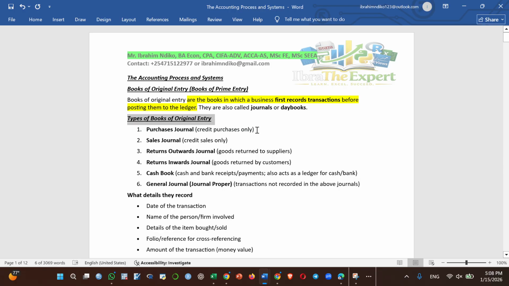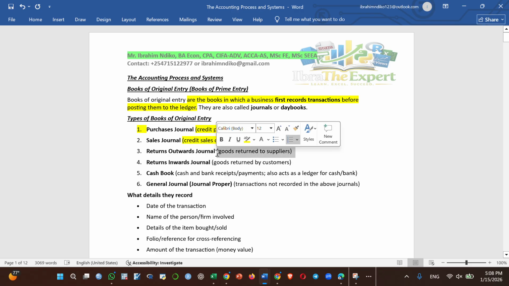Number one, we have the purchase journal. The purchase journal is there to record the credit purchases only. So anything which relates to purchase of items on credit will go to the credit purchase. Then you have the sales journal. This one records the credit sales only. Then you have the return outwards journal. It records the goods returned by the business to the supplier. So it records goods returned to the supplier by the company.